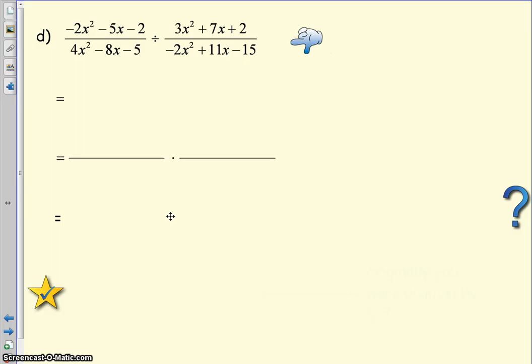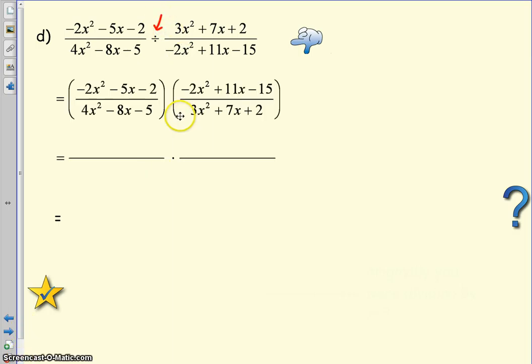Okay, so here's one I'd like you to try on your own. Remember this one's originally division, right? So the first thing I want you to do here, if you recognize this division, is first off change it into multiplication. In doing so, what you're doing is taking the reciprocal of the second fraction here. So you can see the reciprocal has been taken here, and now it's become multiplication.